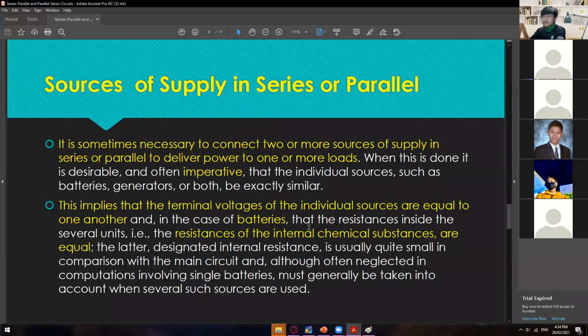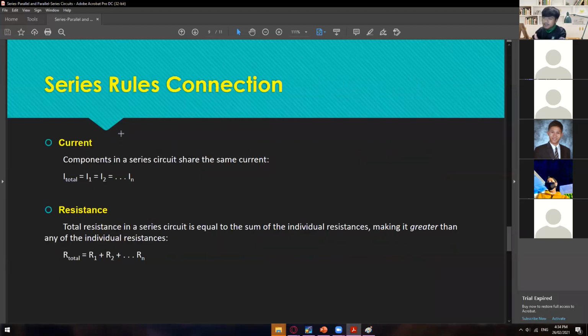All right, so we have here the series rules connection. For the current, the total current is equal on all of the components. Say you have 2 components, or up to 10 components, or up to infinity. You can have as many as you want. So I total is equal to I1, I2, I3, I4, etc. That is in current, I mean in series connection.